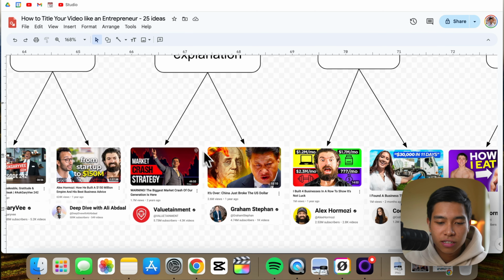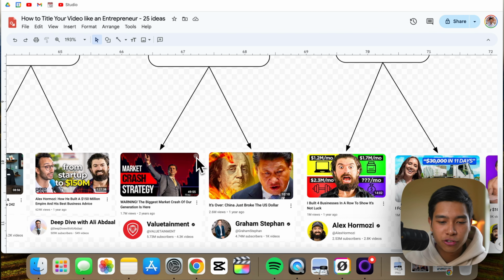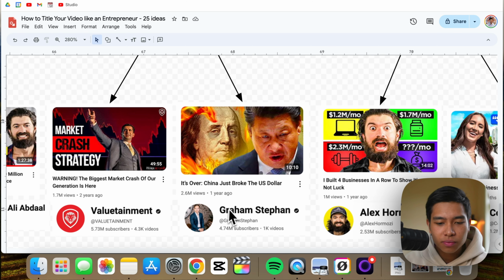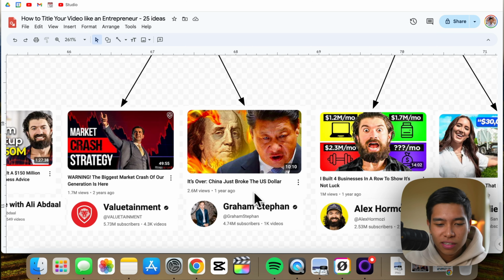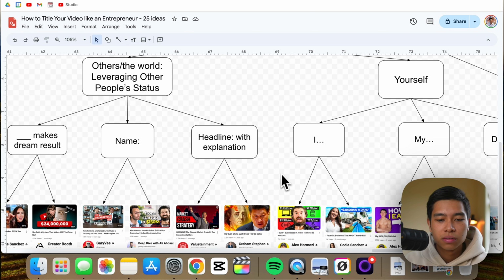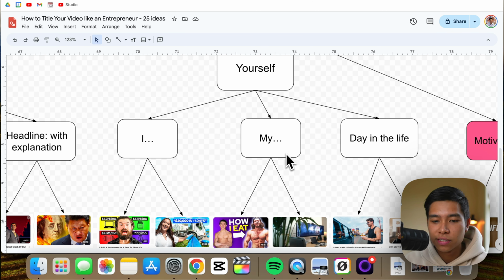Next, we got headline and then explanation. So this is often news. So we've got Patrick Bet David here. Warning, the biggest market crash of our generation is here. Graham Stephan, it's over. China just broke the US dollar. So headline, explanation. Cool.